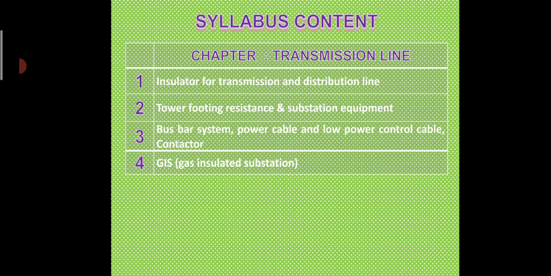Now, syllabus content. First is insulator for transmission and distribution line. Second one is tower footing resistance and substation equipment. Third one is busbar systems, power cable and low power control cable contactor. And fourth one is GIS, gas insulated substation.